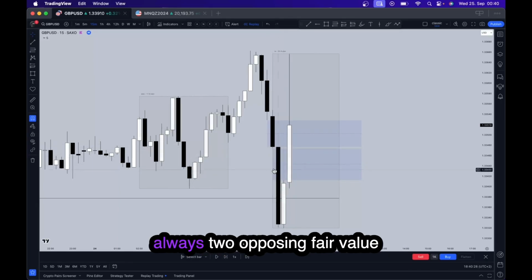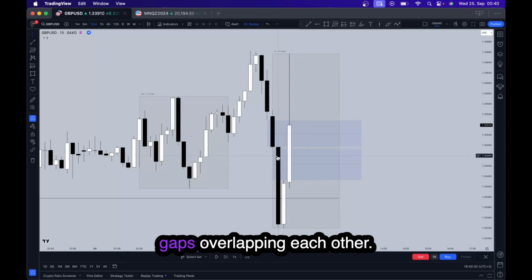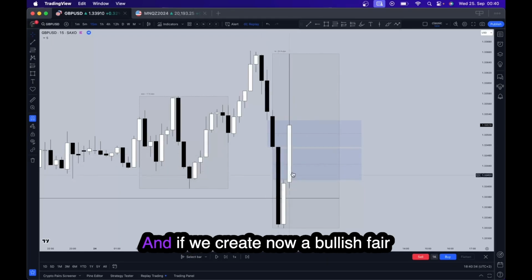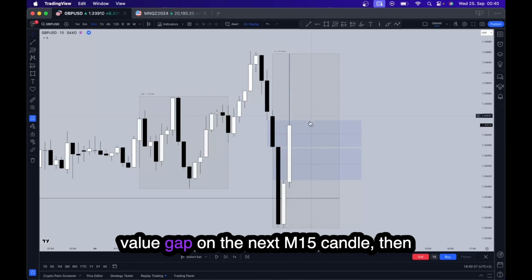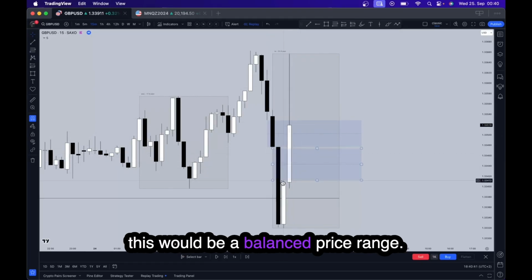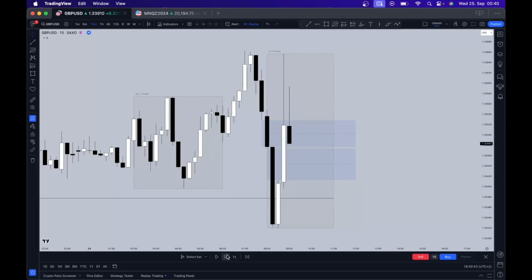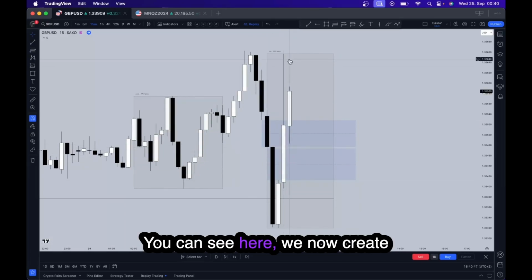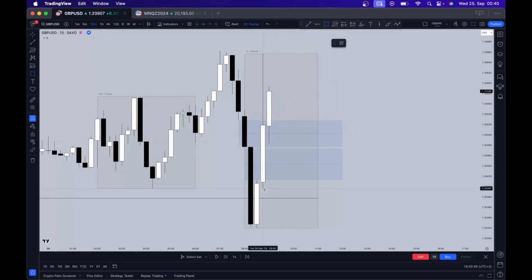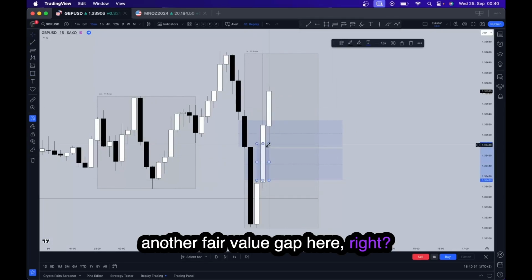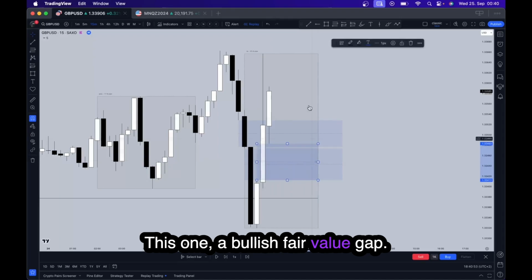A balanced price range is always two opposing value gaps overlapping each other. So in this case, we have a bearish value gap, and if we create now a bullish value gap on the next M15 candle, then this will be a balanced price range. And there we go. You can see here, we now create another fair value gap here, right? This one, a bullish value gap.